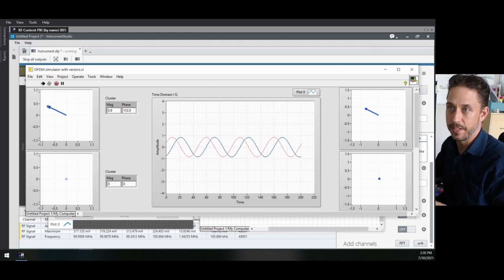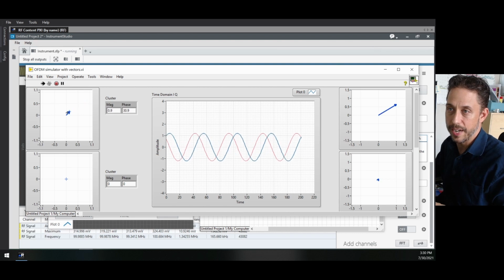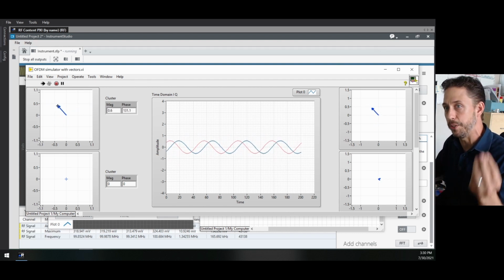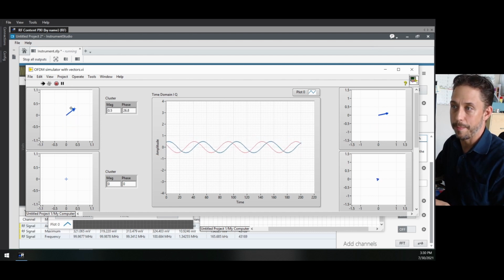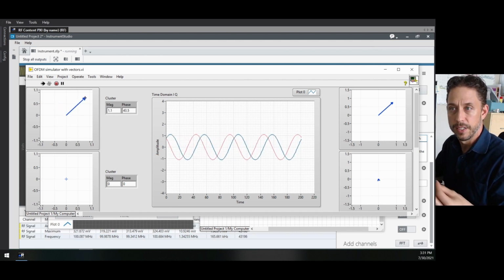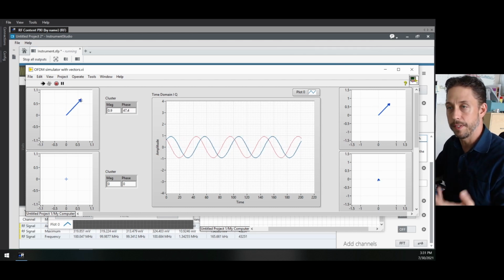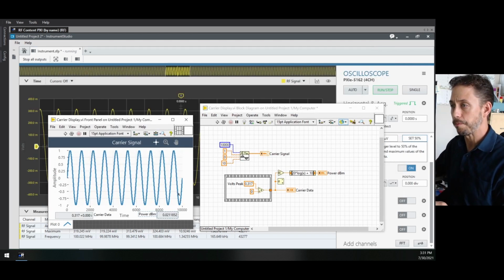If you had something that was moving around and had a very crazy constellation, it's describing the complex value over time. What would end up happening is, you'd have the carrier changing its characteristic amplitude and phase versus time. And that's really all that data is. So I hope this helped clarify a little bit.